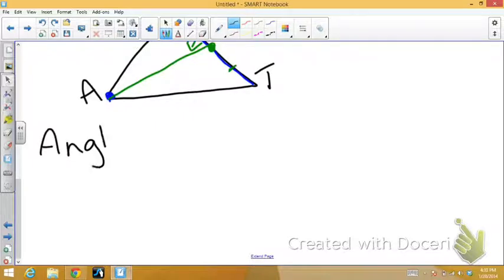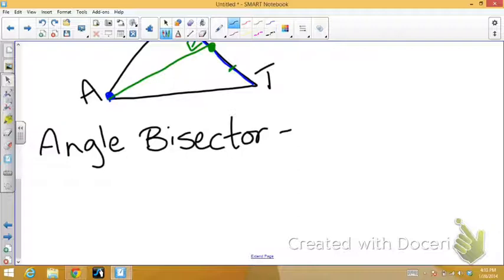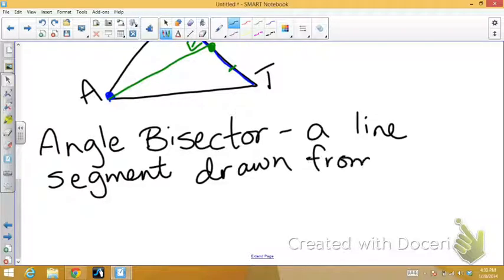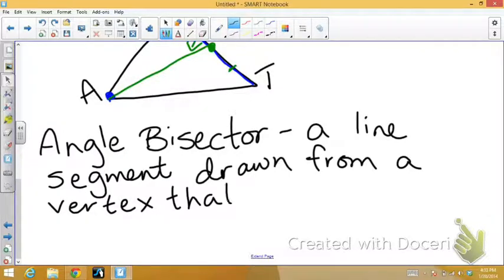Angle bisector is our next line we can draw in a triangle. So angle bisector. Bisector means we're cutting something in two, like bicycles have 2 wheels. So an angle bisector is cutting an angle in 2. And specifically, we don't want to just cut it into 2 random pieces. We want to cut it exactly in half. So an angle bisector is a line segment drawn from a vertex that cuts an angle in half.